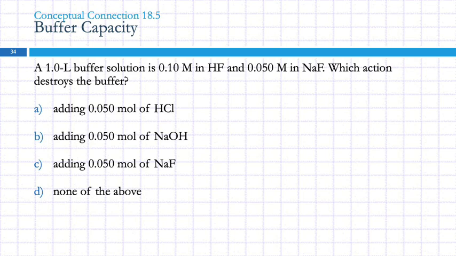Okay, so we have a 1 liter buffer solution that's 0.1 molar in HF and 0.05 molar in NaF. Which action destroys the buffer? Adding 0.05 moles of HCl, adding 0.05 moles of sodium hydroxide, adding 0.05 moles of NaF, or none of the above.